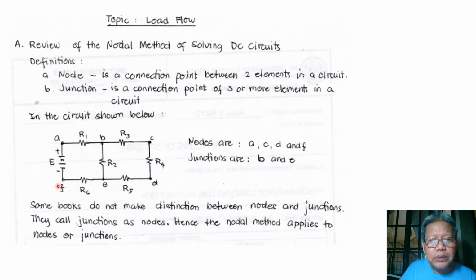Now for the junctions, we have junction B, because B is the connection point of R1, R2, and R3. And then the other junction is E, which is the common connection of R2, R5, and R6. So some books do not make a distinction between node and junction. They call junctions nodes, hence the nodal method applies to nodes and junctions.